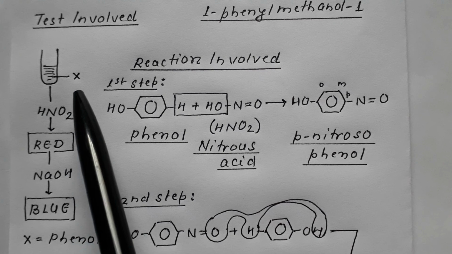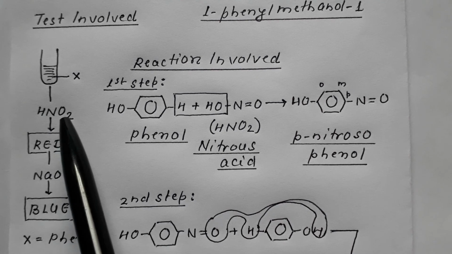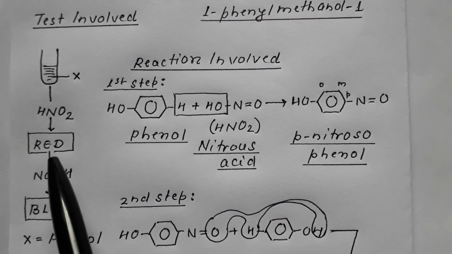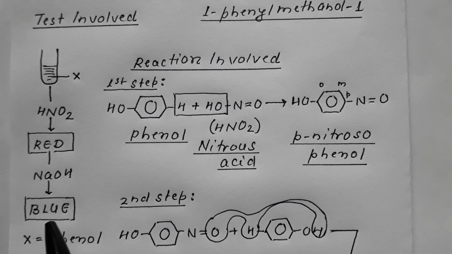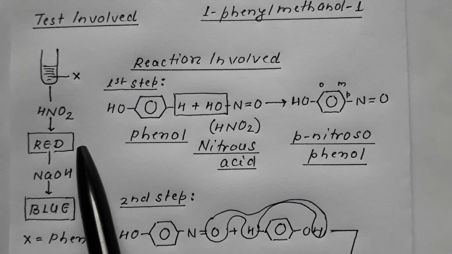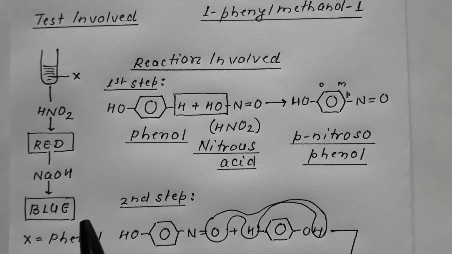So if into any unknown compound we add HNO2 and we get red color, into this red we add NaOH and we get blue color, then this compound X is phenol for sure. This red color is due to formation of indophenol, whereas blue color is due to formation of indophenol anion. So I said that this test is a decisive test. It is very distinctive, utilized to differentiate phenol from other compounds.